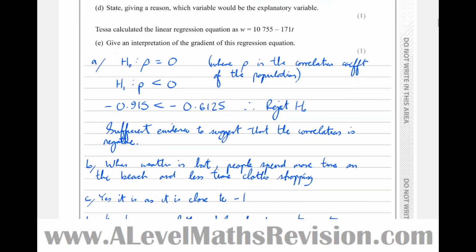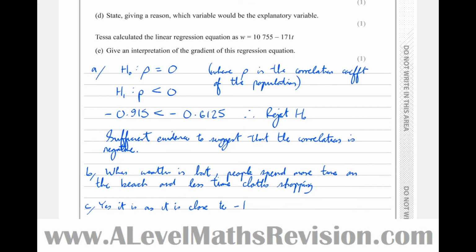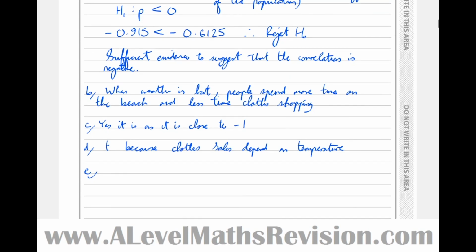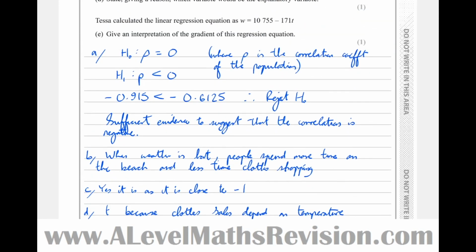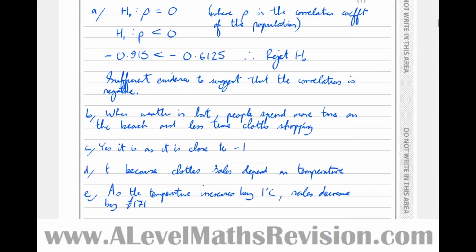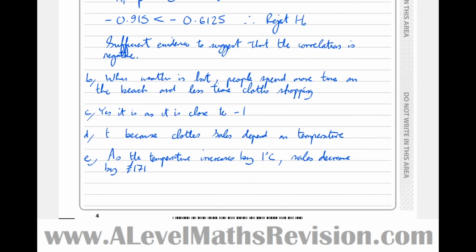And finally, part E, Tessa calculates the linear regression equation as W equals 10755 take 171T. Give an interpretation of the gradient of this regression equation. So, as the temperature increases by 1 degree Celsius, sales decrease by £171. So as the temperature increases by 1, we take 171 off. So therefore the takings drop by £171. And that's question 2.